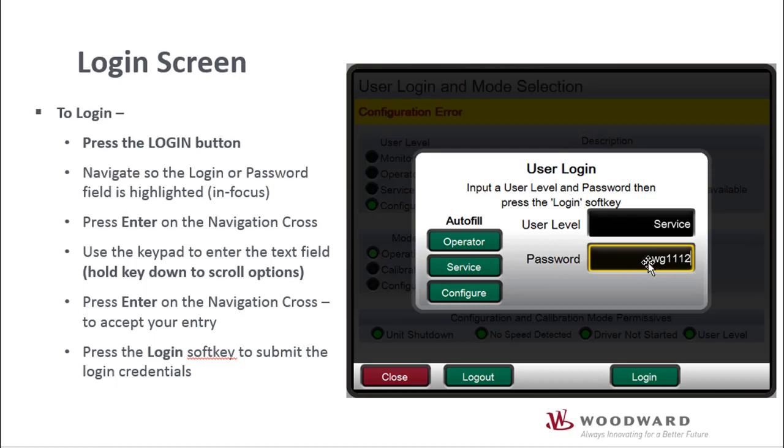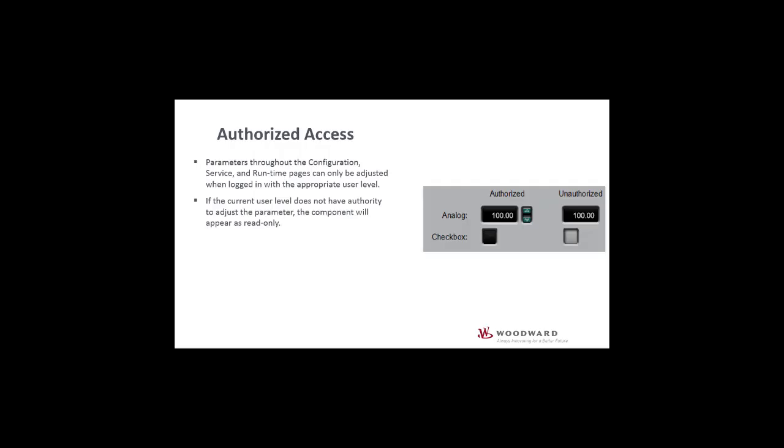The passwords are listed in volume 2 of the manual, and once it's entered, press the login key and you will see your user level here back on the mode screen change to reflect the user level you just logged in with. The components throughout the GUI are authorized based on the user login level.